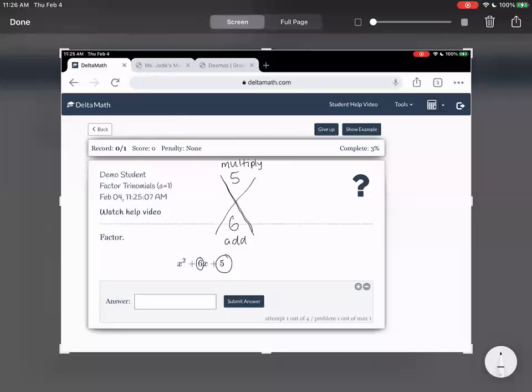All right, somebody suggested 1 times 5. So let's check. 1 times 5, does that equal 5? Yes, because anything times 1 is itself. So that works. And then 1 plus 5, does that equal 6? Yes, so that works also. Now we know the two numbers that worked are 1 and 5. So that means you would write it as x plus 1 because it's a positive 1, and then x plus 5 because it's a positive 5. Okay, any questions on this one?